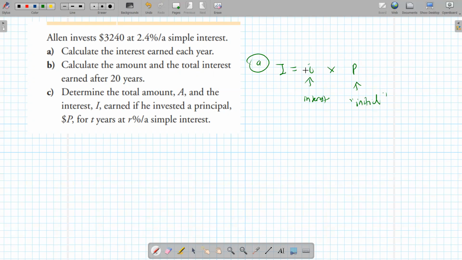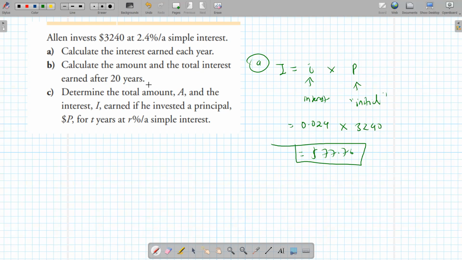So to do part A, we're just gonna do I, which is 2.4%. And again, change that to a decimal by dividing by 100. And we'll just multiply this with the principal amount, okay, like that. So what is that gonna give us? 0.024 times 3240. That gives us $77.76. And that's the interest the person earns each year.